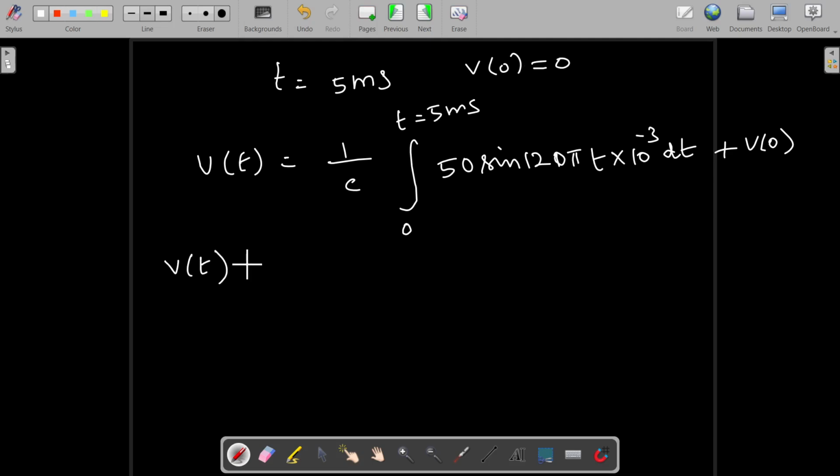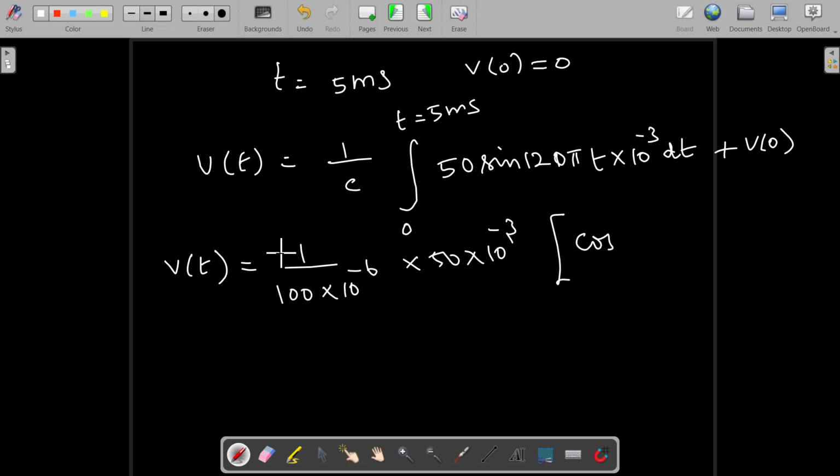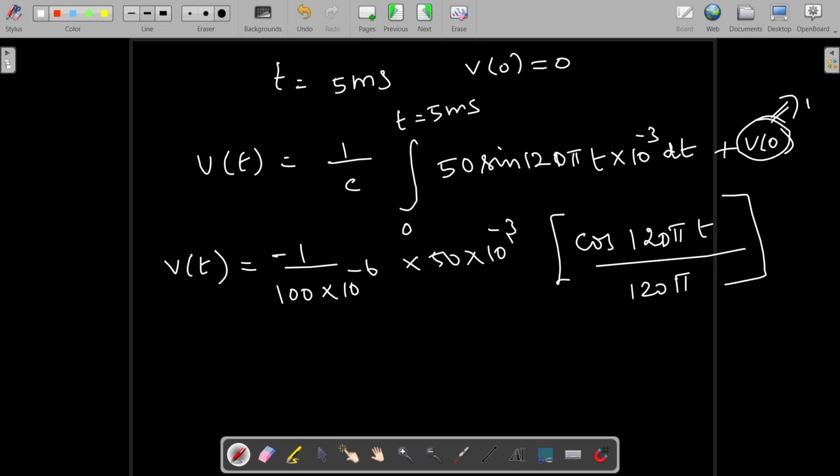So this v(t) is equal to 1 by C. The value is 100 microfarad, so it is 100 into 10 power minus 6. So this 50 and this 10 power minus 3 can be taken outside, and this integration is minus cos. So we'll take this minus outside. So these things are the same: cos 120πt divided by 120π, plus this v(0), which is already 0. The limit here is 5 milliseconds and 0.